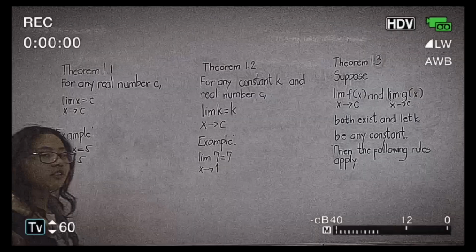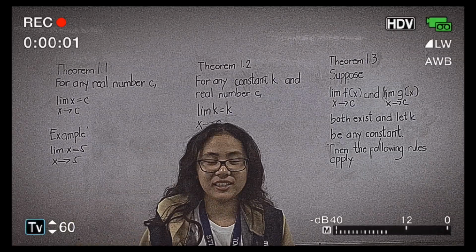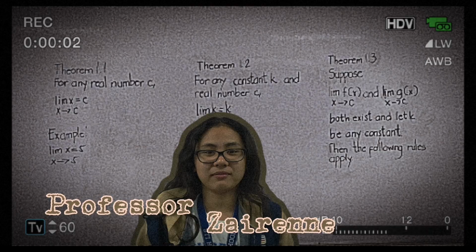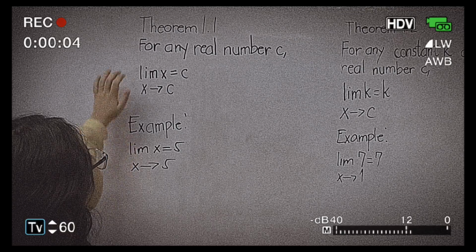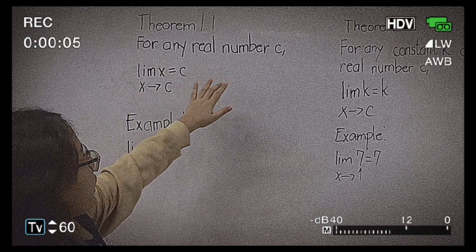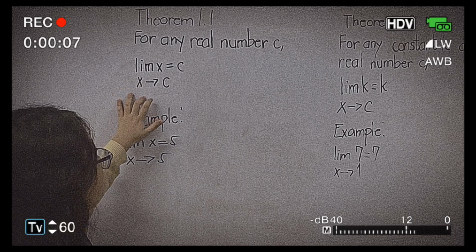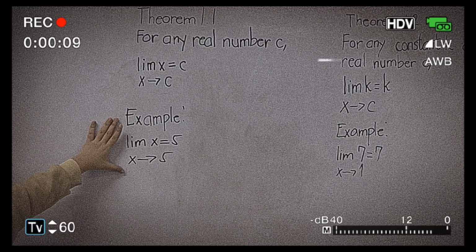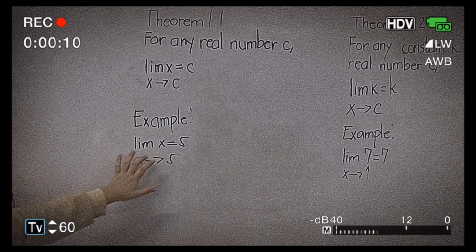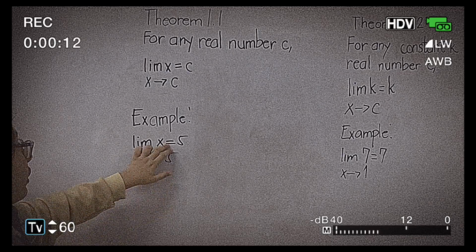Flashback. So there are different ways of evaluating limits. Here we have Theorem 1.1, which states that for any real number c, the limit of x as x approaches c is equal to c. We have here an example. The limit of x as x approaches 5 equals 5.